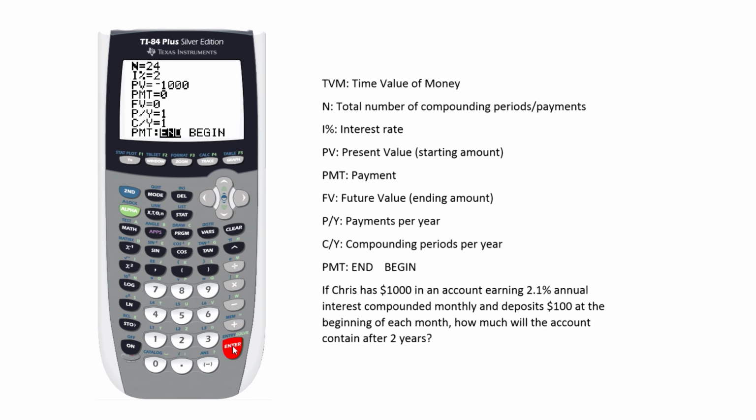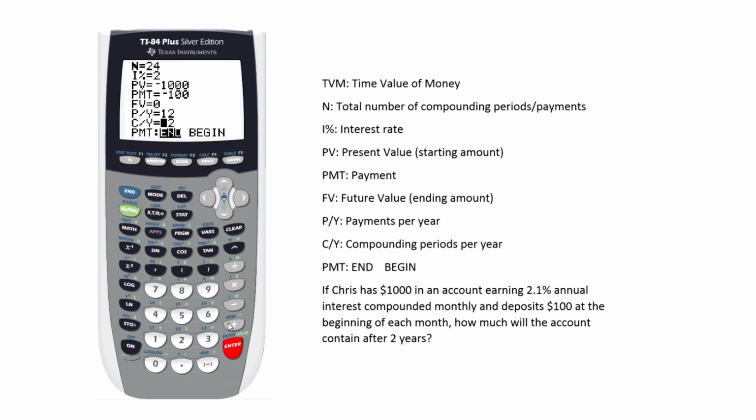Our payment is $100. That's how much Chris is depositing each month. And again, that's an amount that he's putting in the bank. So that's negative $100. The future value is what we're going to solve for, so we'll skip that one for now. The payments per year, he's making monthly payments, so that's 12. And if we hit enter, that's going to copy that down to the number of compoundings per year, because those will both be the same for this course.